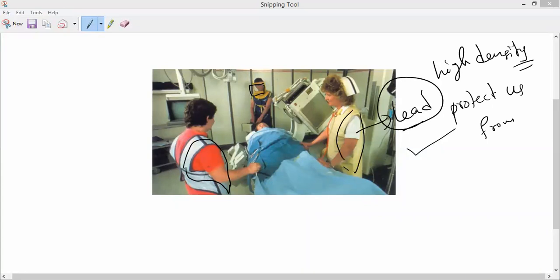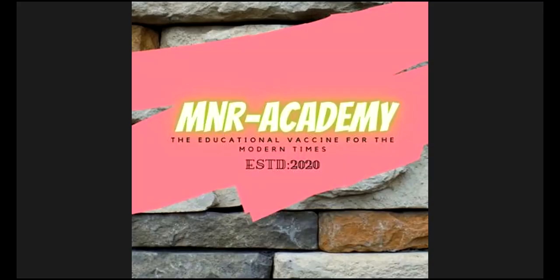Because X-ray is itself a radioactive material. X-ray is very dangerous. Do you understand, Ram? Yes, sir. It will protect from radiation from radioactive materials. That is what you have to remember. Understand, Maitreya? Yes, sir.